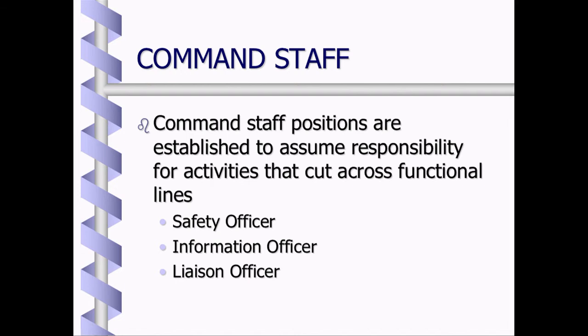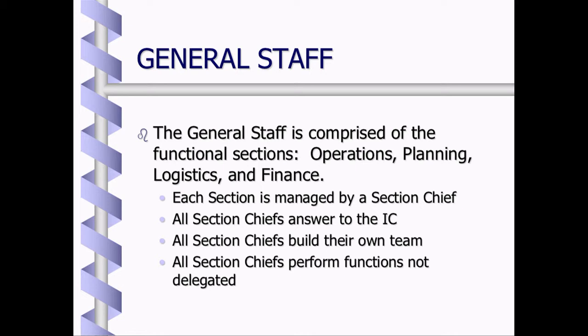So command staff. I talked about those functional levels and never more than 5 to 7, but command's just a little bit different. He has his command staff with the safety officer, the information officer, and the liaison officer, who all work under command. So they don't count in his 5 to 7. General staff functions are operations, planning, logistics, and finance. All checked. Section chiefs answer to the IC. Section chiefs build their own team, but they can never have more than 5 to 7. And the chief then keeps everything that's not delegated.